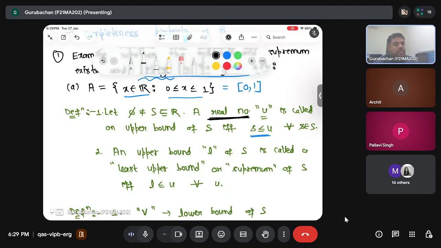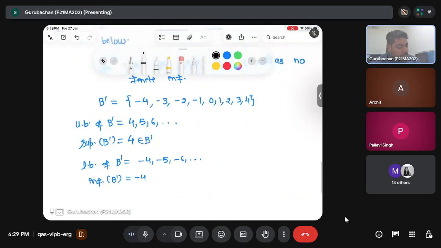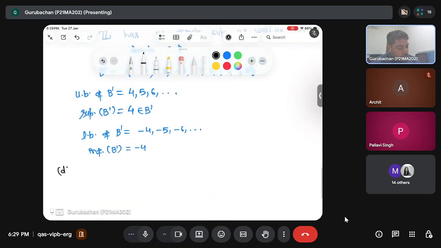Here, see here. A real number u is an upper bound. We talk about real numbers. You will understand in the example, set D. D is the collection of all those rational numbers x such that x is less than under root 3.